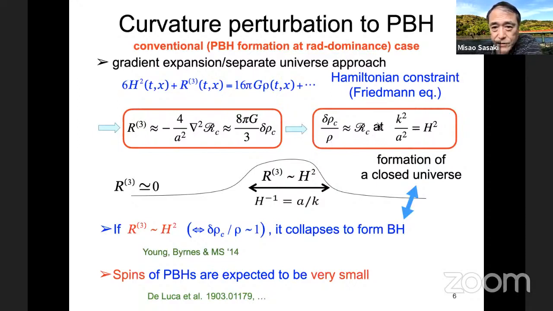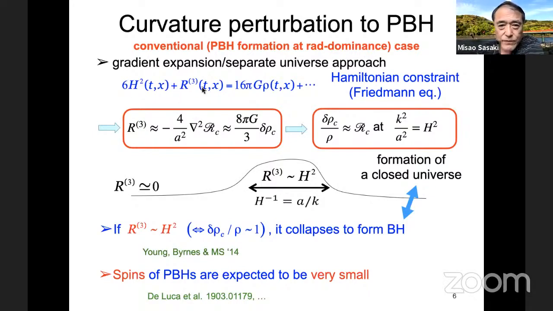And actually, at the horizon crossing, if you just take the rough zeroth order approximation, if you assume the linear theory, then you have delta rho over rho on the right-hand side equal to the amplitude of the curvature perturbation at horizon crossing. Oh, by the way, at this scale, if the curvature perturbation is of order unity, then this three-curvature is approximately equal to the Hubble square, and this is exactly what happens to, say, a closed universe. In the case of a closed universe, you have this curvature term which starts to dominate, and the Hubble expansion becomes 0, and then your universe starts to collapse.